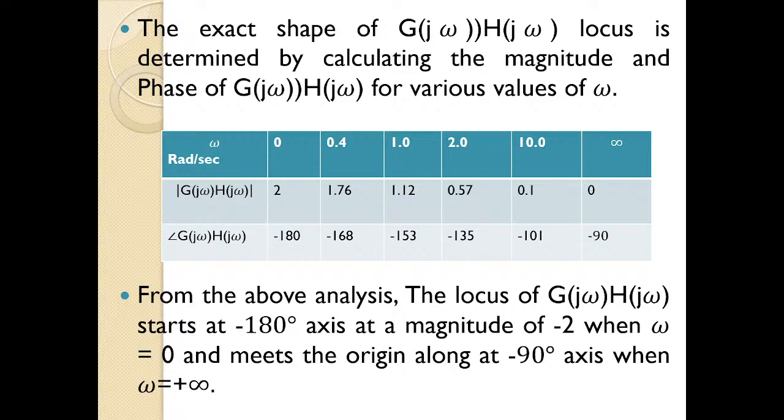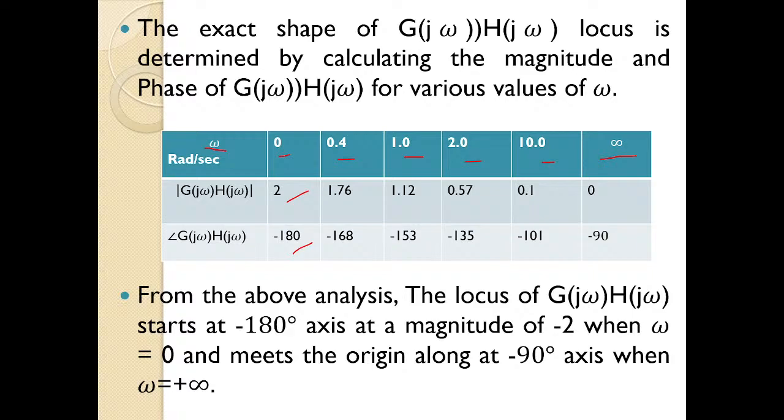So here, in order to get the exact polar plot, you consider different omega values: 0, 0.4, 1, 2, 10. Randomly, you can consider any values. But make sure, for a polar plot, initially it should be 0 and at the end there should be infinity. So for omega 0, magnitude is 2 and angle is minus 180.